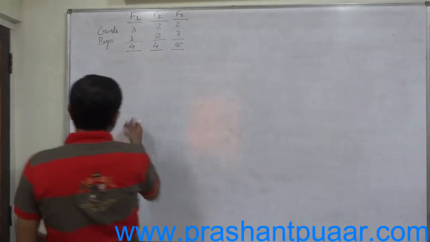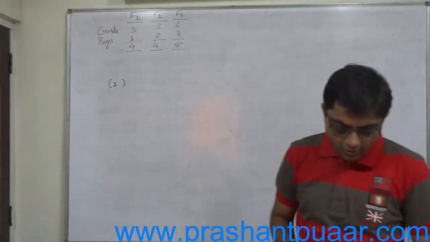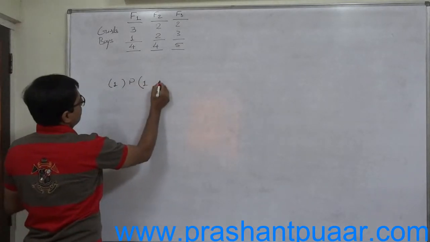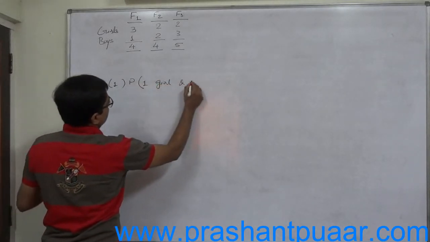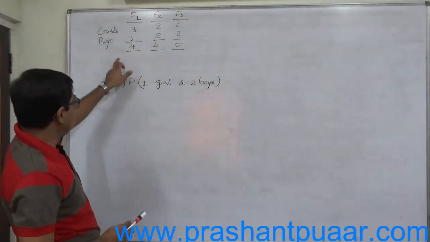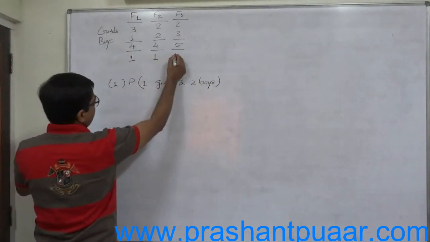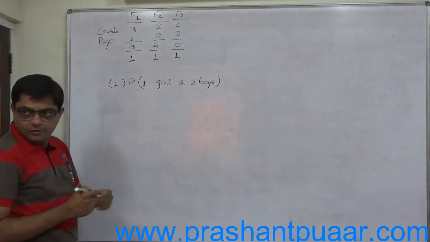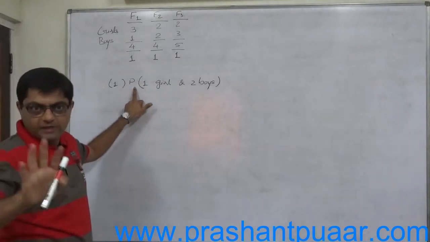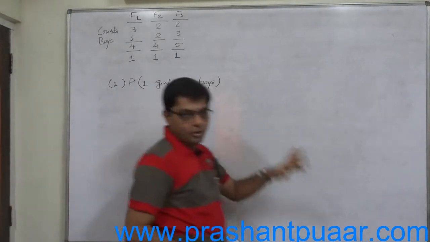First, what is the probability that the group selected consists of 1 girl and 2 boys? One child is selected at random from each family: 1 from first, 1 from second, and 1 from third. We are going to take the first case. What is the probability that the group of 3 children selected consists of 1 girl and 2 boys?